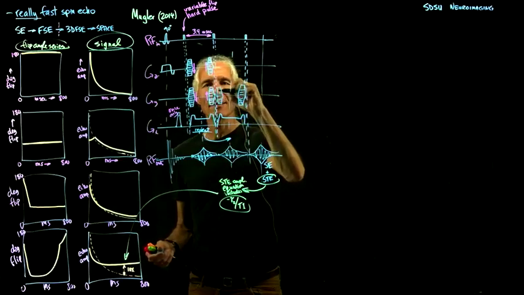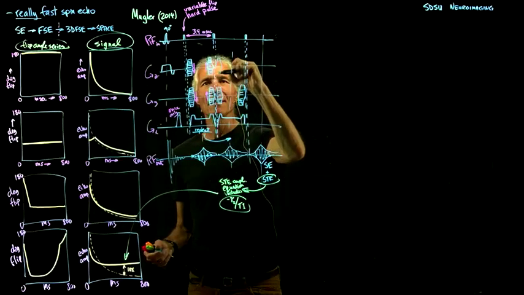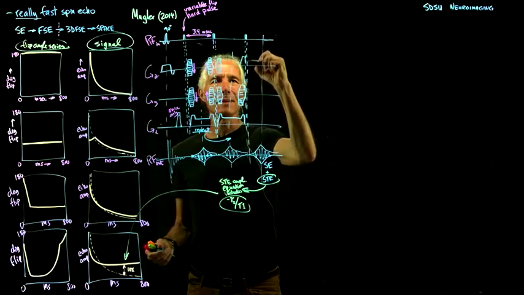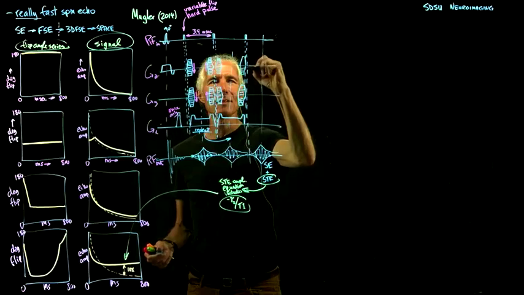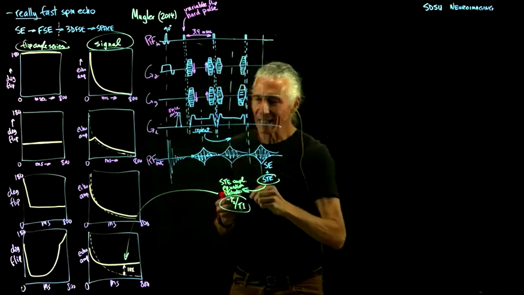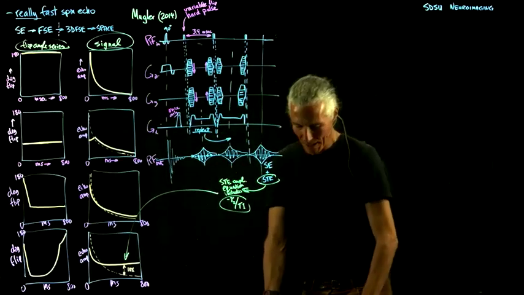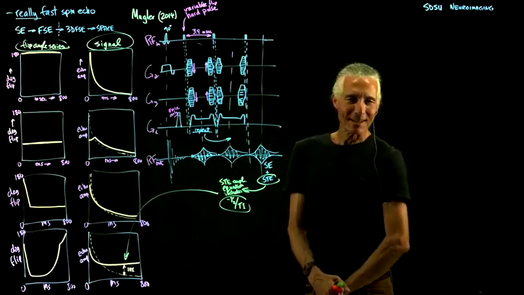So, the gradients are hammering back and forth. And the flip angles are not too big. We're not heating up the subject too much. So we're going at least twice as fast as we were before. But it still wasn't quite fast enough.